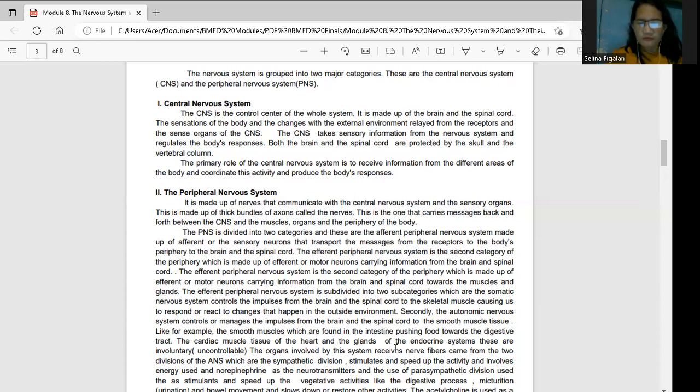So the organ involved by this system receives nerve fibers came from the two divisions of the ANS. So these are the sympathetic division, and then the other one is what we call the parasympathetic division. So as I have said, ang sympathetic, that is under the fight or flight, and then ang nakakaluwag or nagko-control ng effect ng sympathetic is what we call the parasympathetic. So if there is a vasoconstriction, ang gagawin ng parasympathetic is tuluwagan. So pag sinabi siyang vasoconstriction, class, umiiksi yung daluyan. So ang gagawin ng ating parasympathetic ay luluwagan.